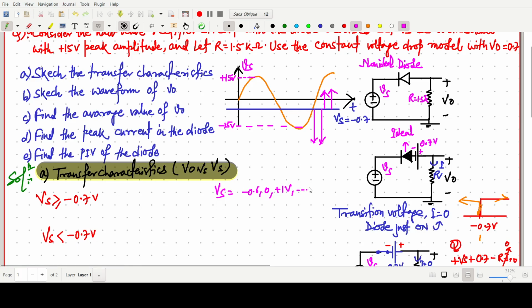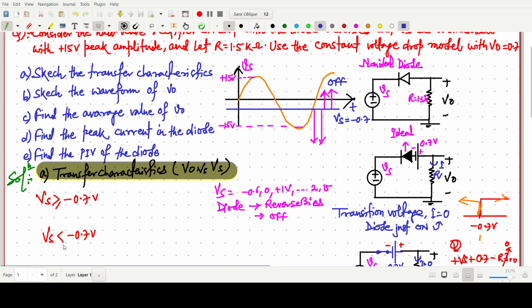Anything from 2 volt up to 15. If Vs is 15, so this one is plus 15, but there is a negative side, the cathode side, so the diode will be in reverse bias. That we have to think. And it is very simple: reverse bias, so the diode will become off. So above this, the diode will be in the off state.